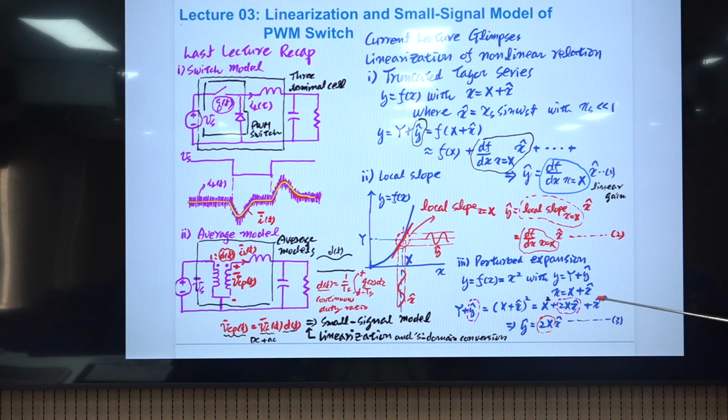And this is x squared, which is a second order term. So this can be considered very small because x hat is small, and a small thing times a small thing becomes very small. So we ignore this, and you are not interested in this. Then you equate this y hat to this, and the 2x is the small signal gain or linear gain of this nonlinear process evaluated at x equals large X.